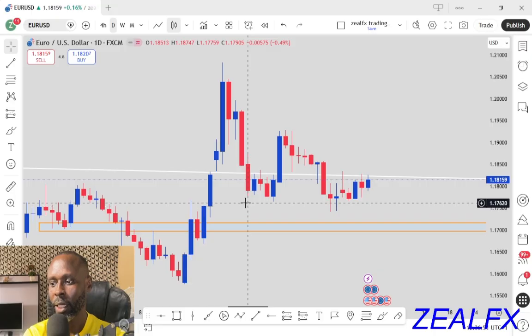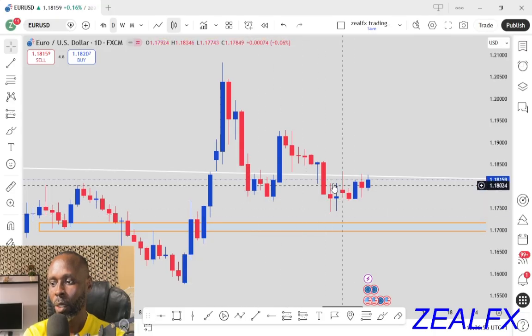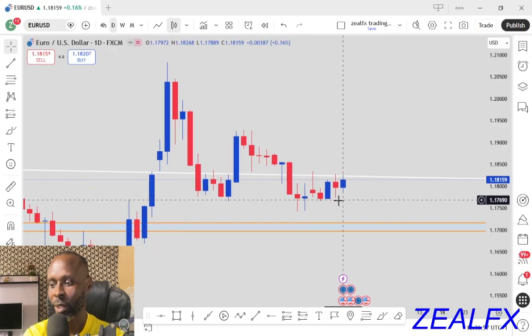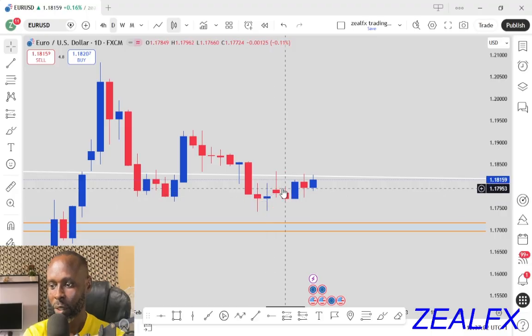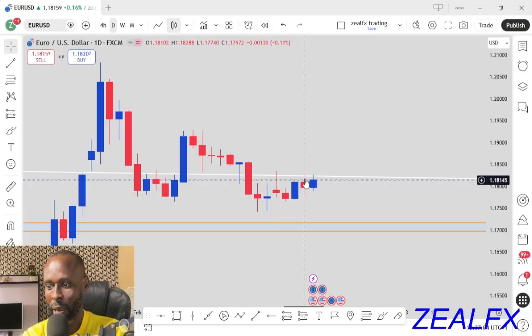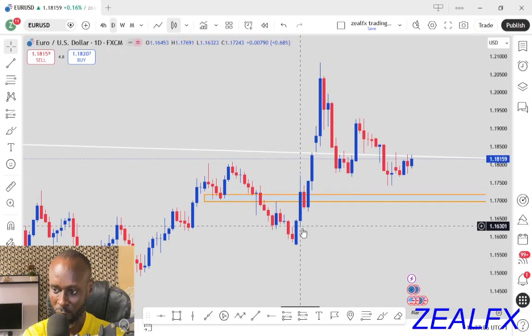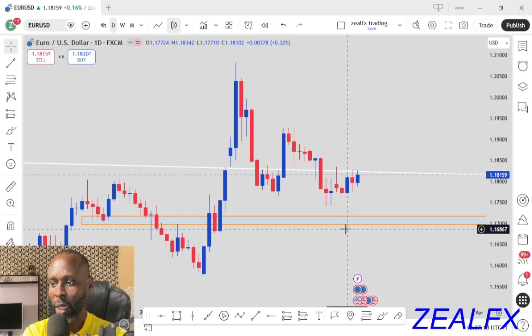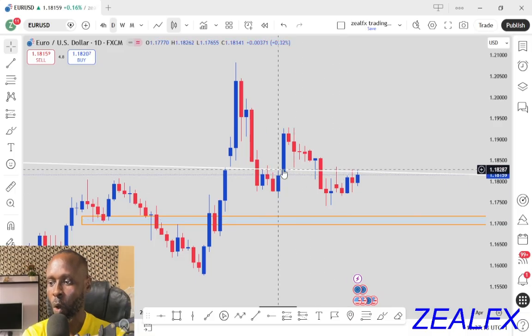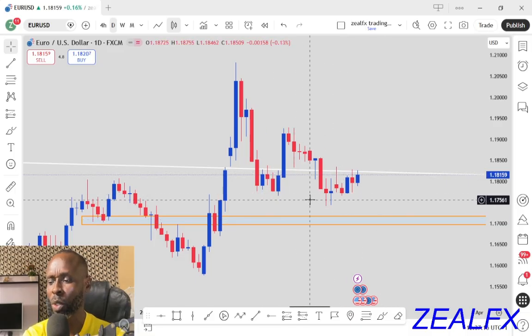EURUSD on the daily chart last week still remained on a sideways trend. You can see that price has been moving sideways since last week, where we have a series of higher lows, which means price is in a range. So long as you have this sideways trend on the EURUSD, this is an indication that last week there was no major movement on the EURUSD. So what are we looking for on the EURUSD this week?